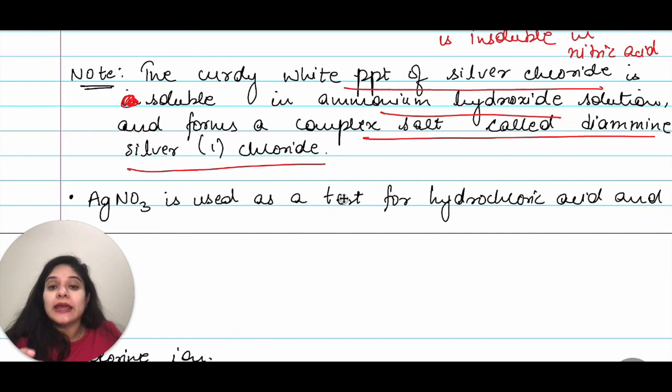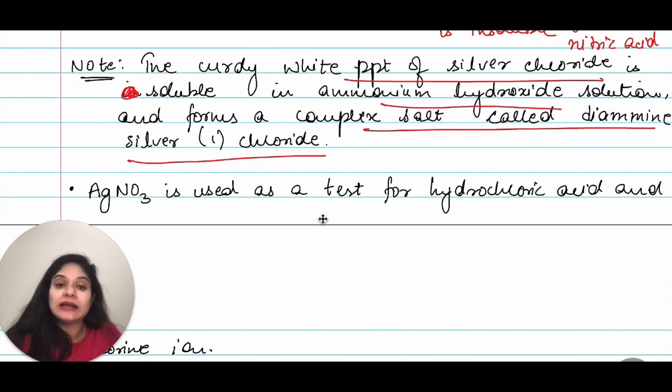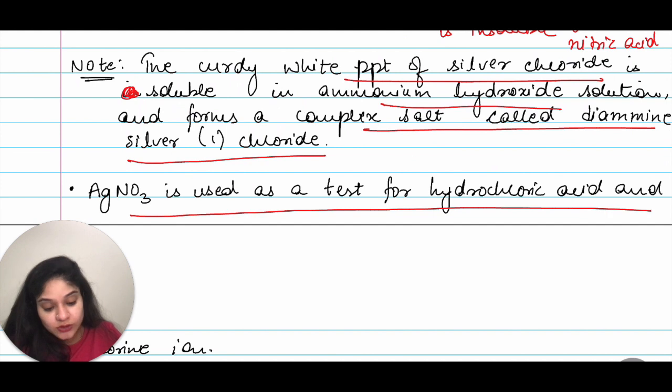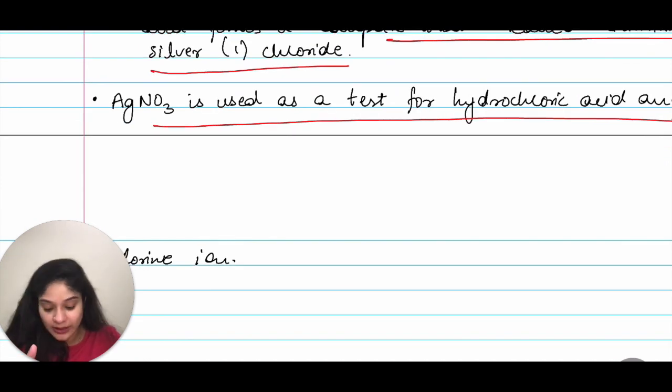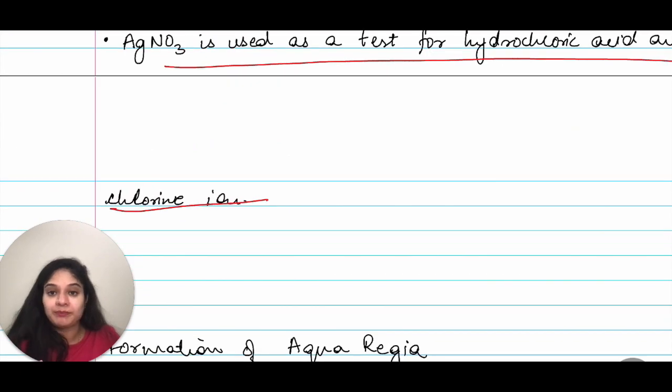AgNO3 is also used as a test for hydrochloric acid and chloride ion, for both of them.